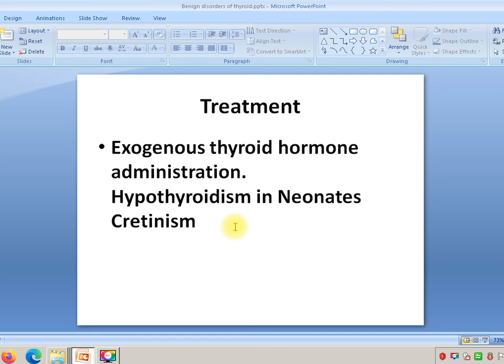Whenever we think that the baby is having hypothyroidism, we should intervene properly. And during the intrauterine period also, the mother should be kept in the euthyroid state. If we keep her in the euthyroid state, then the resulting cretinism can be avoided.